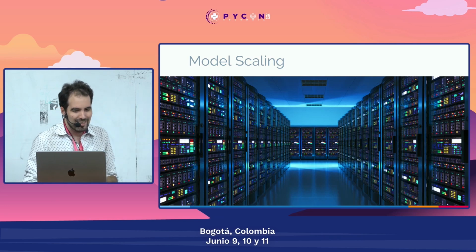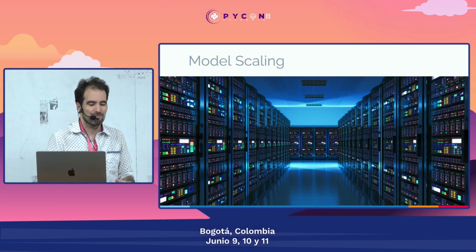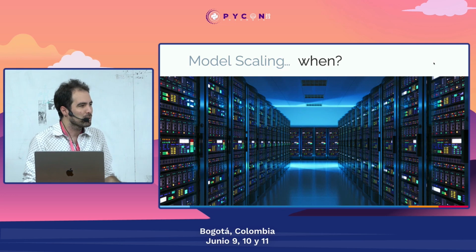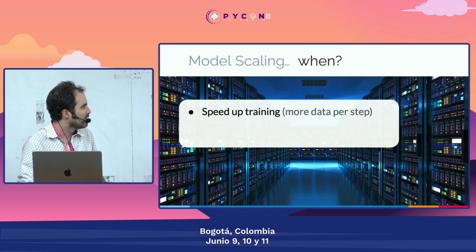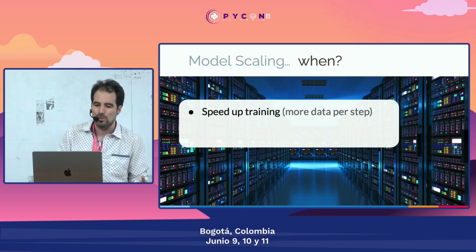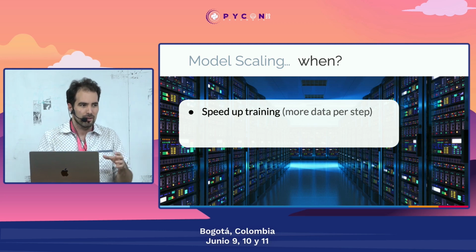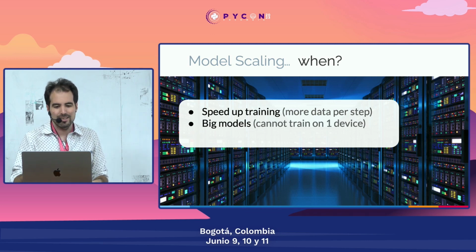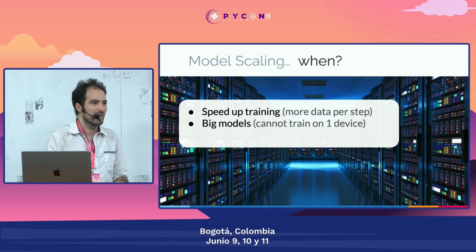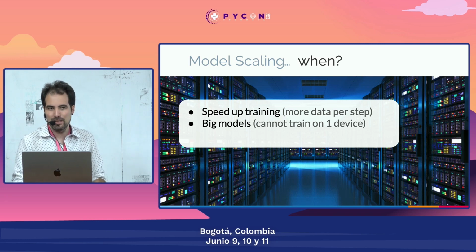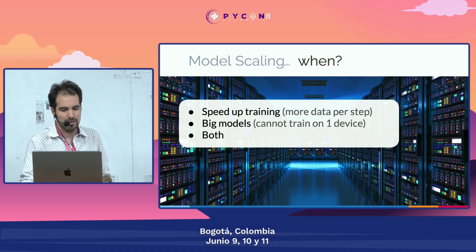So I guess the important question for most of the time is actually when to scale a model. And there are two common answers. The first one is when you want to speed up training. If you have too much data and you want to consume it faster, you might want to give data to different machines and have them finish the training faster. The second is big models. If you want to train a GPT kind of model and it doesn't fit on a single GPU or TPU, you're going to need to scale it up to a cluster.